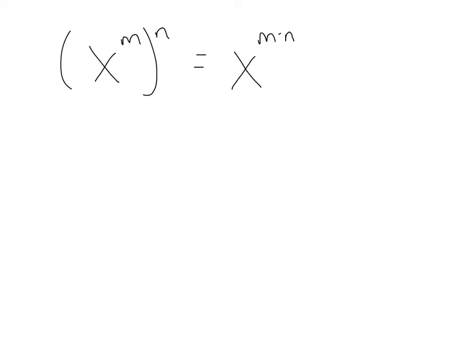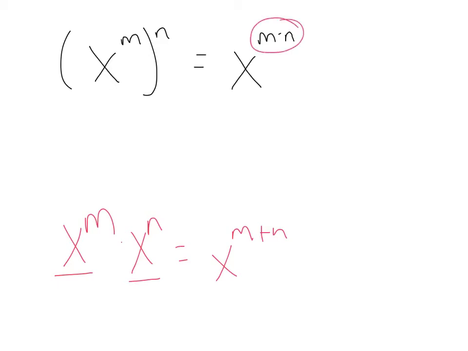Alright, x to the m to the n equals x to the m times n. Okay, so if you remember previously, when it was x to the m times x to the n, see how you can see two x's there? You added the exponents. Well, now when it's x to the m and it's the power to the power, okay, with the parentheses, all right, then you actually multiply the exponents.